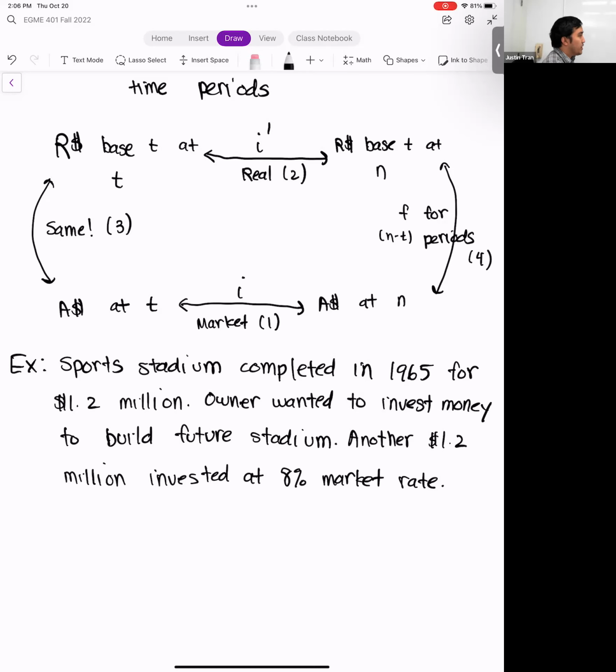And so his logic at the time was that I paid $1.2 million for this first stadium. And so if I take another $1.2 million and invest it at the market rate, as long as that market rate stays above inflation, then when I need to buy a replacement, and let's say it's 2020, the new replacement will be just as good as the old one because the market rate is going to stay above inflation. And so let's say over that time period, inflation is going to be 6%.